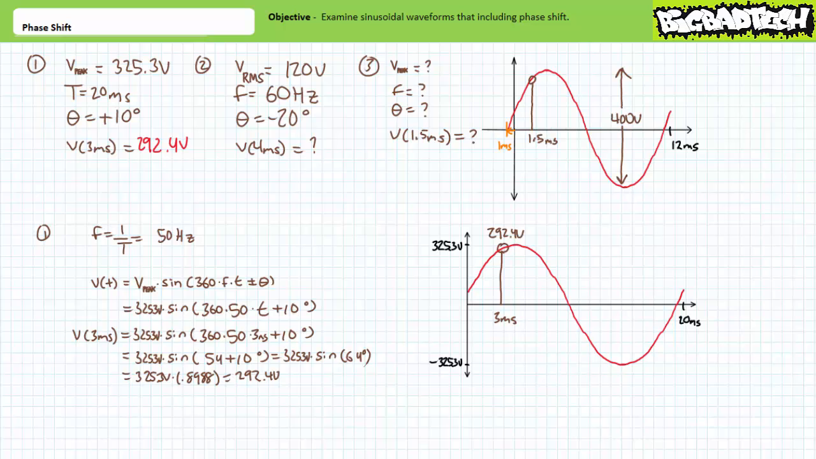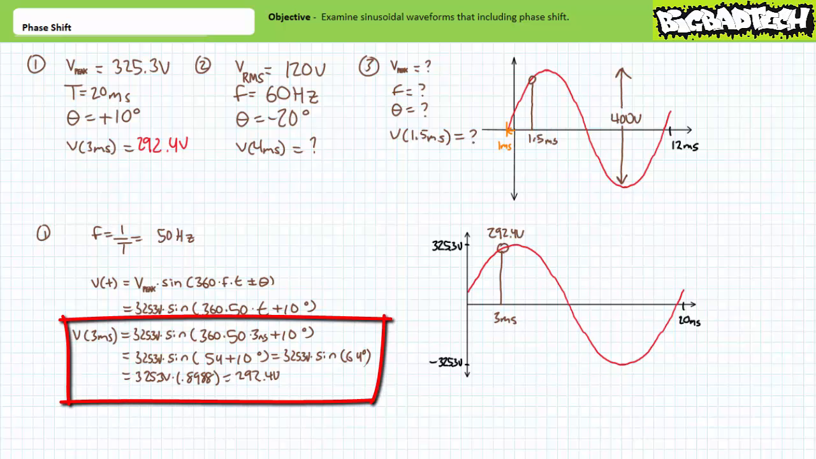A period of 20 milliseconds corresponds to a frequency of 50 Hz. The general expression results in V of t being equal to 325.3 volts times the sine of 360 times 50 times the time of interest plus 10 degrees. Substituting 3 milliseconds into our expression results in an output voltage of approximately 292.4 volts, as this illustrated operation shows.